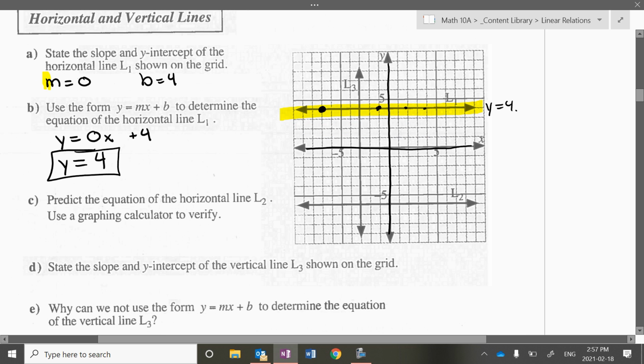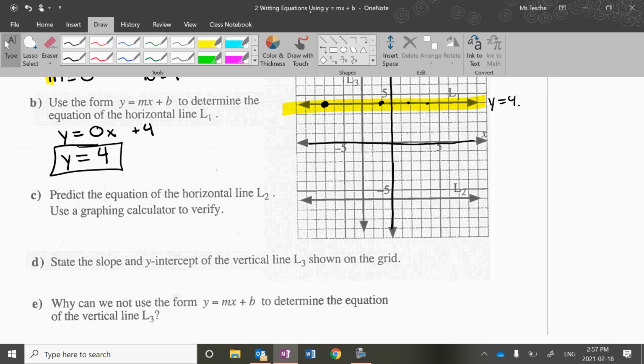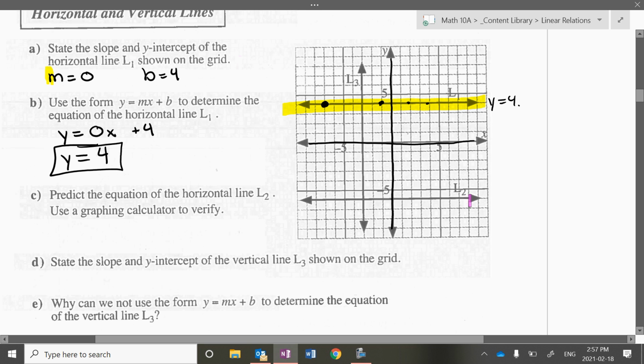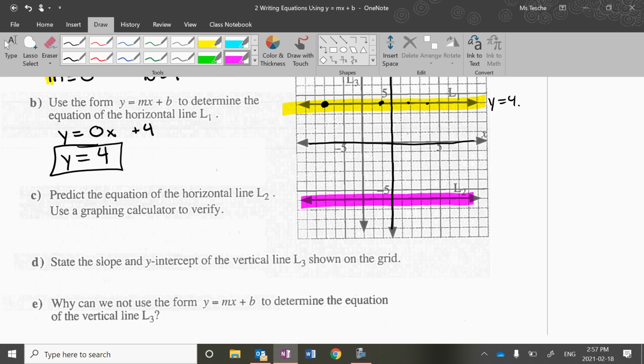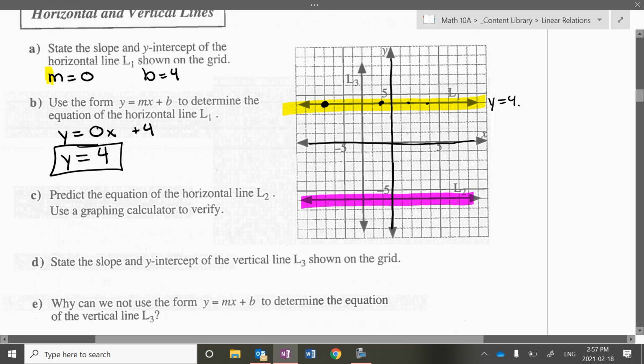That same logic can be used for the second line, this one down here. That one crosses at -6. So that equation is just going to be y equals -6.